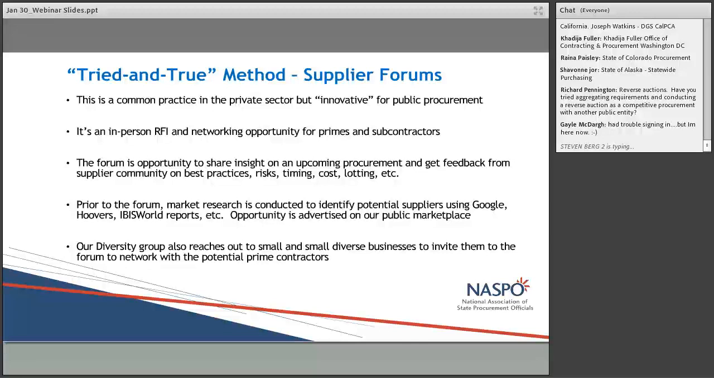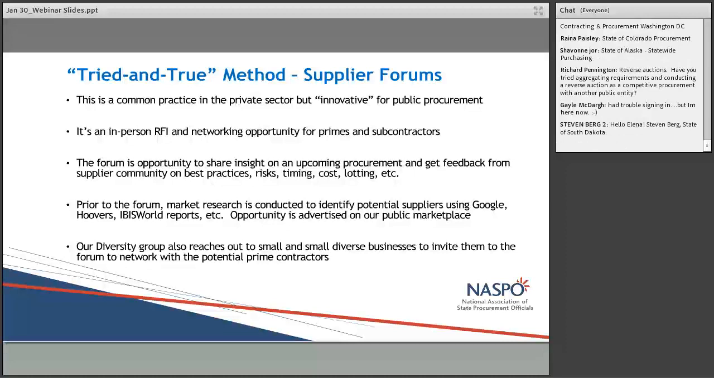We pick up the phone and we call them and we say, hey, we're working on a procurement for, say, janitorial supplies. We found your name online. Who is the right person at your company to work with government customers? And then we invite them to the forum. We also post the forum date and time on our public website, so the whole world can see that we're having this forum.